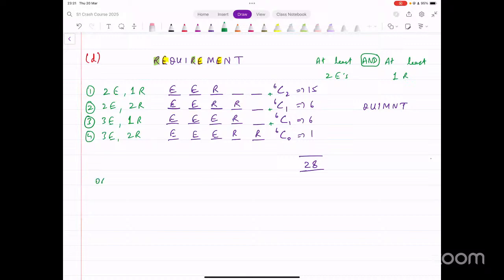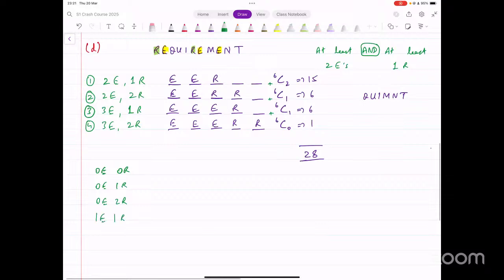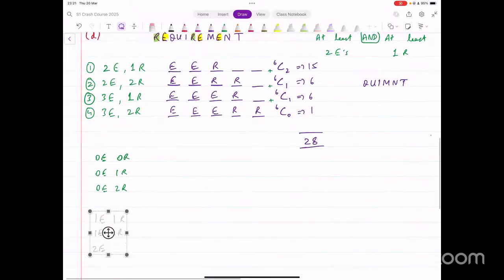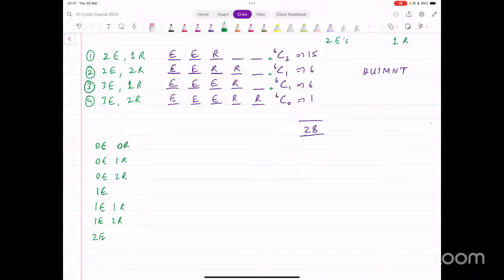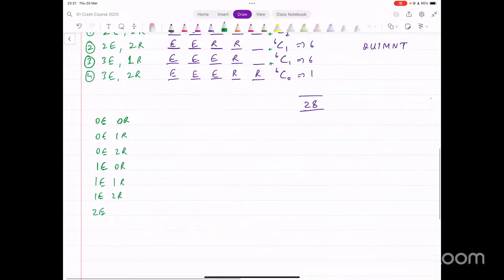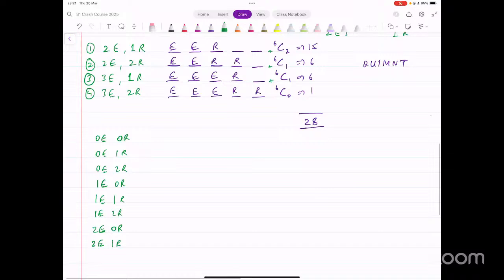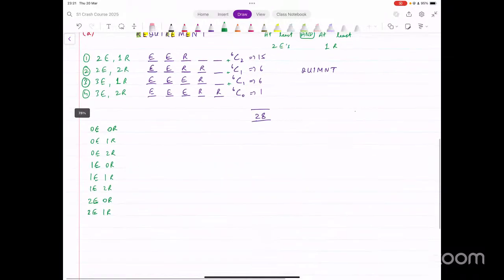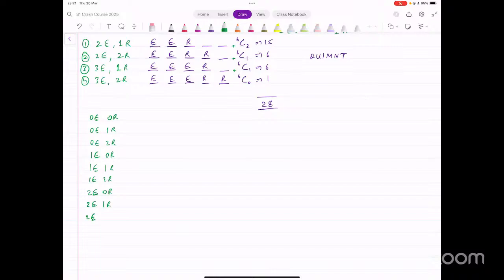So you would have 0E, 0R. With 0E, you could have 1R. With 0E, you could have 2 R's. And then with 1E, you could have 1R. With 1E, you could have 2 R's. And then with 1E, you could also have 0R, by the way. So that's another case. And then with 2 E's, you could have 0R. With 2 E's, you could have 1R. And then the other possibilities would be similar: 2 E's, 1R, and then 2 E's, 2R.